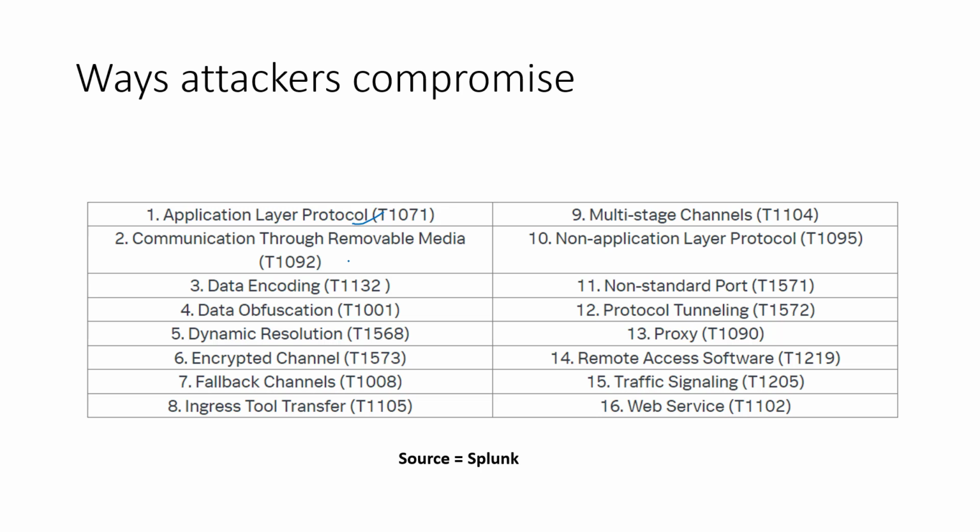So what happens is, when a user connects the pen drive, the application installs automatically, and through that I will gain access. So this is also one technique by which we compromise. We can decode the data, obfuscate the data, and redirect to some other server. From there we download the C2 server, a fallback channel. So these are the different ways we can compromise, according to Splunk.